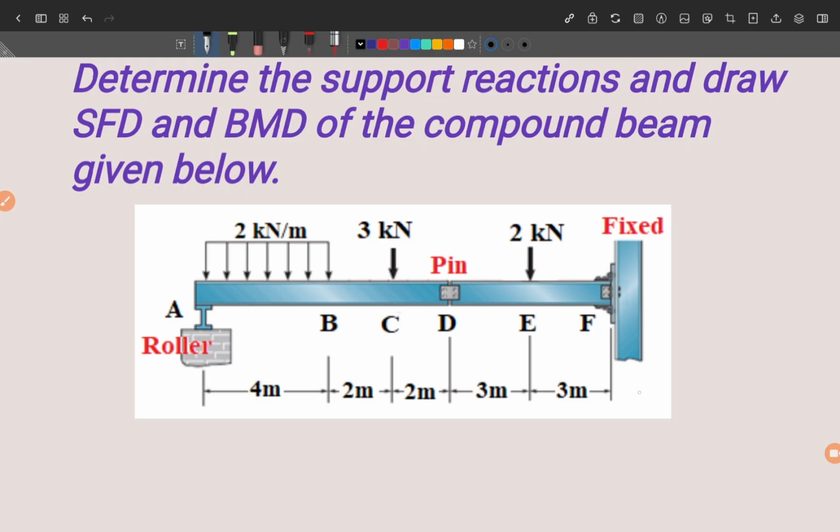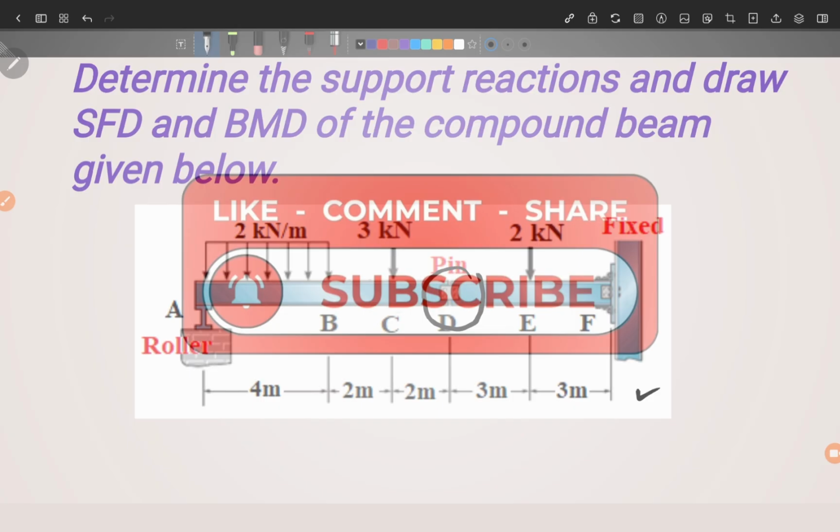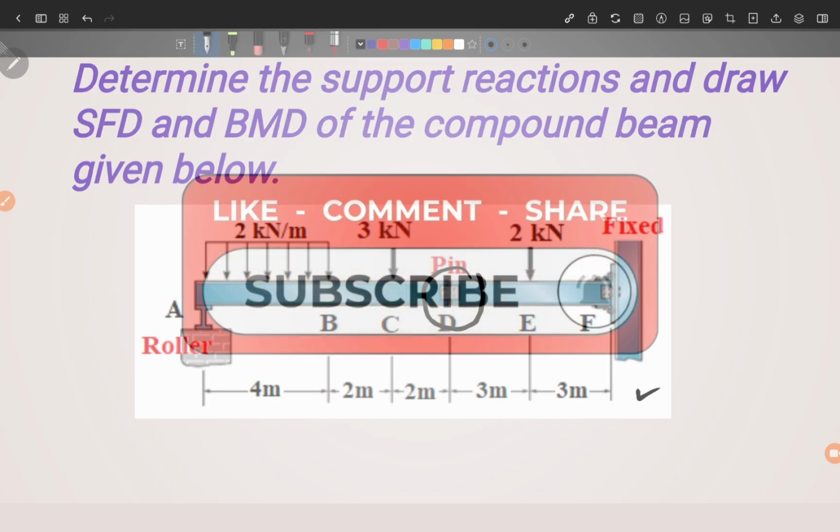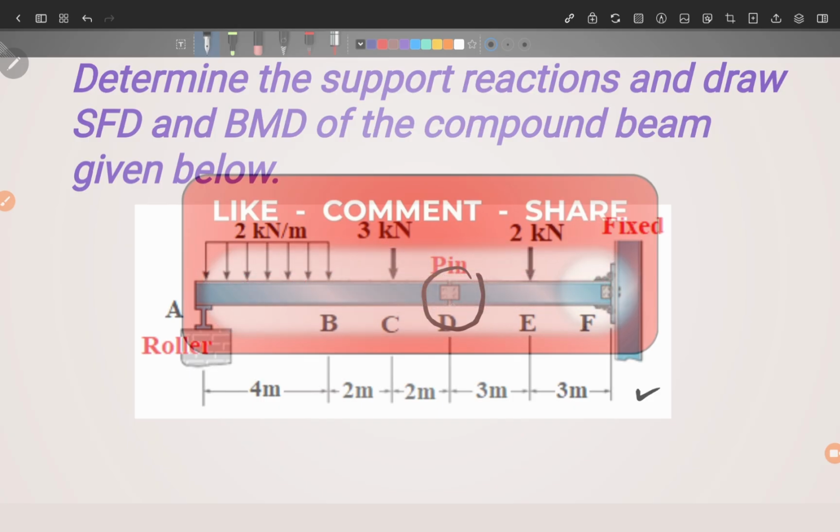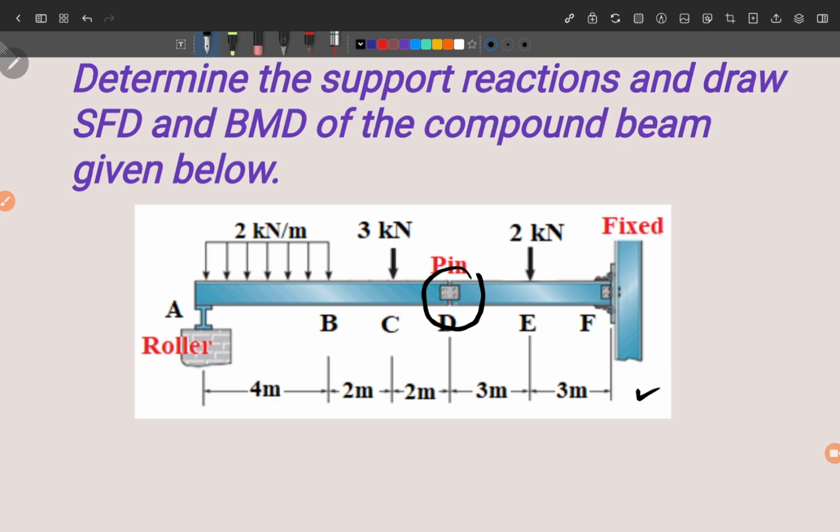If you look at this figure which is given here, there is one roller support at A and there is fixed support at F. But if you look at this point D here, there is an internal pin. That means the two beams are connected together. You can say ABCD is one beam, and then DEF is another beam. These two beams are connected with the help of this internal pin. That's why it is known as a compound beam.